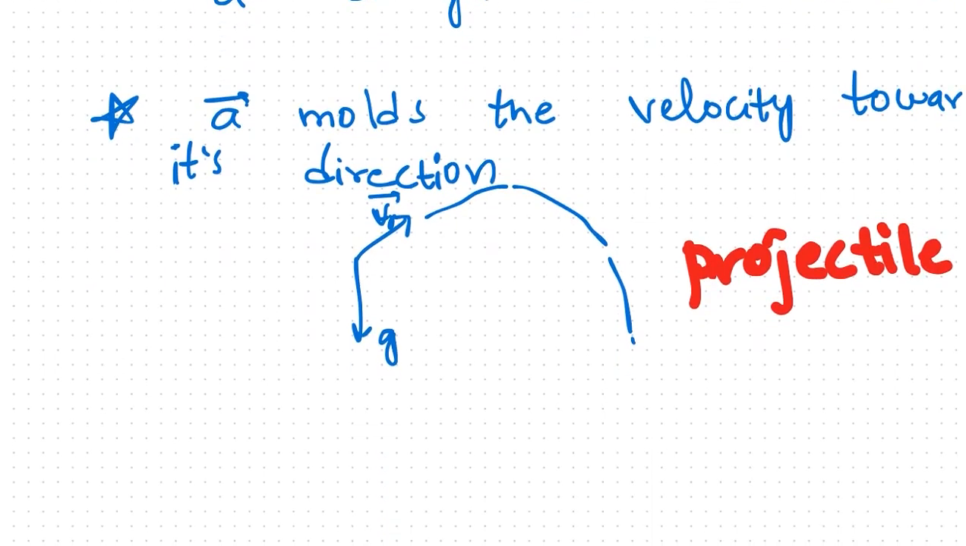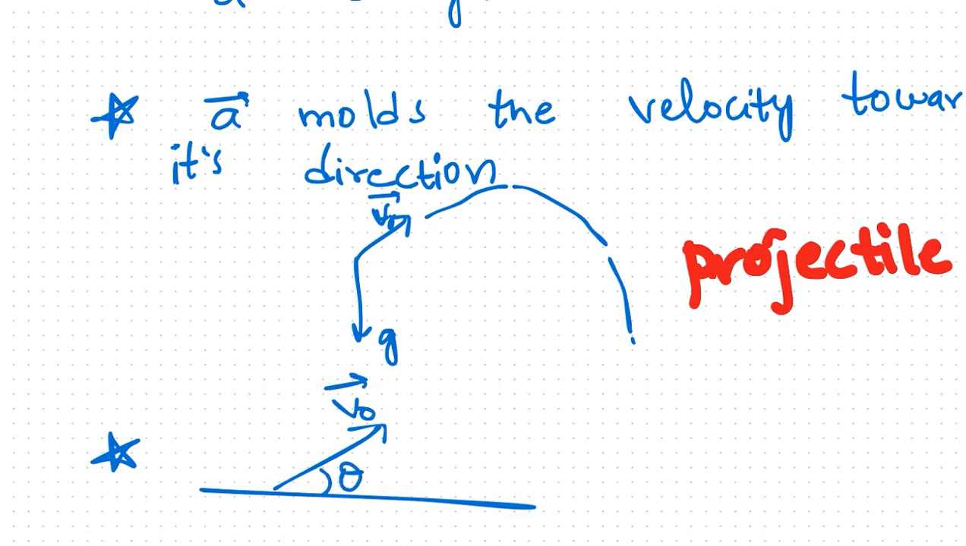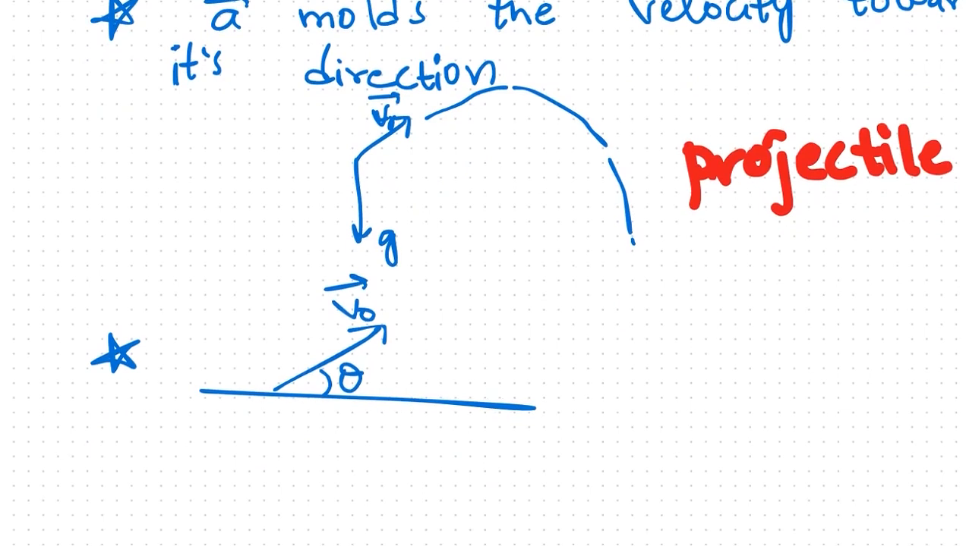Okay, let's talk about components of vectors. Let's say this is the v naught vector, making an angle of theta with the horizontal. What is the x component and what is the y component of the vector?